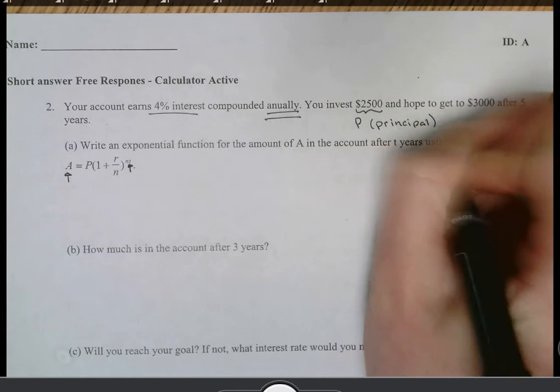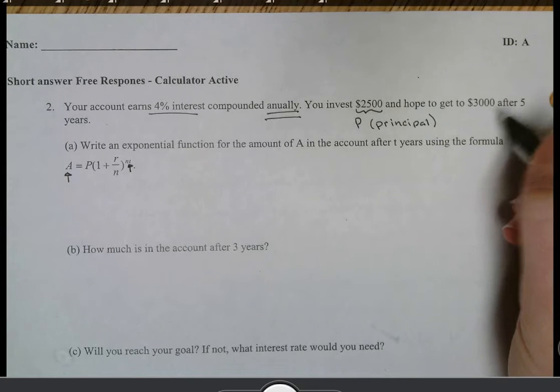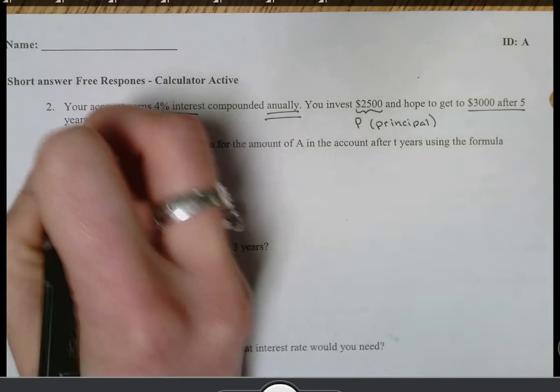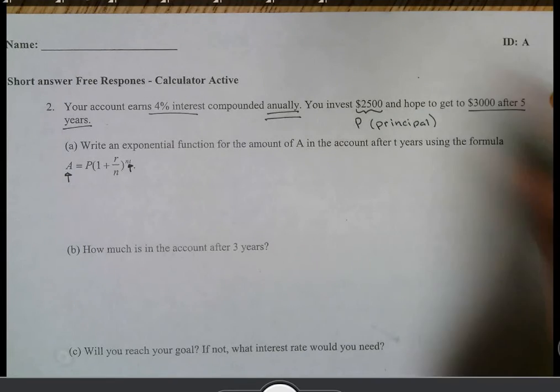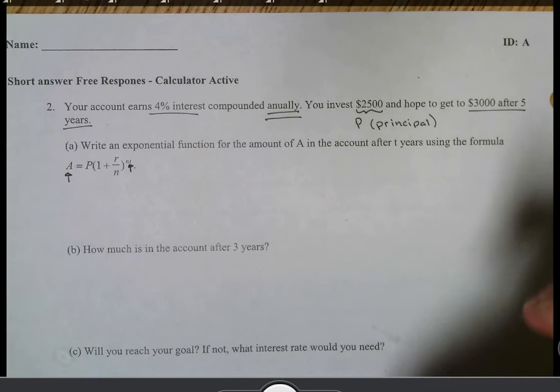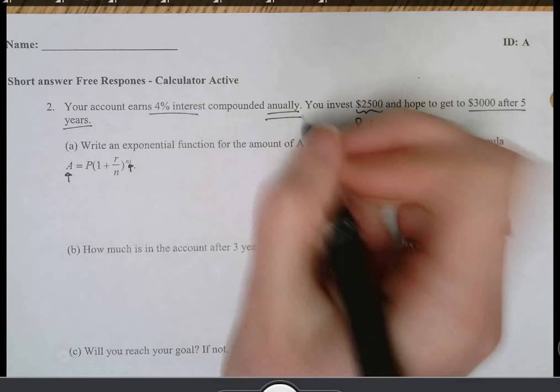P, that's our principal. That's how much we put in. Principal. Now, 3,000, that's our goal, 5 years. That has nothing to do with our equation right now. We can put that information aside. But what I do need is in this first part here.